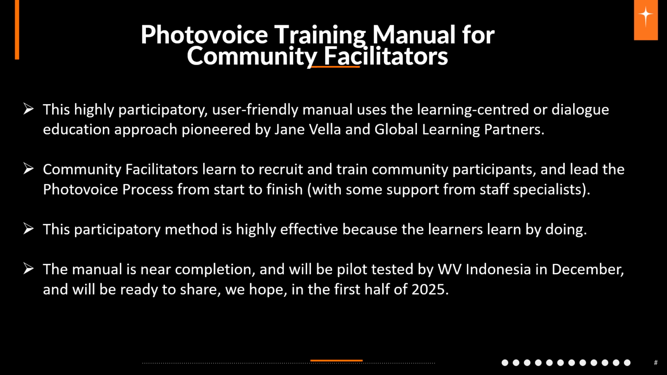This participatory method is highly effective because the learners learn by doing. They'll go through almost all of the steps of the Photovoice process themselves, so it'll make a lot more sense to them. It won't just be theoretical. The manual is near completion, and it will be pilot tested by World Vision Indonesia in December, and it'll be ready to share, we hope, in the first half of 2025.